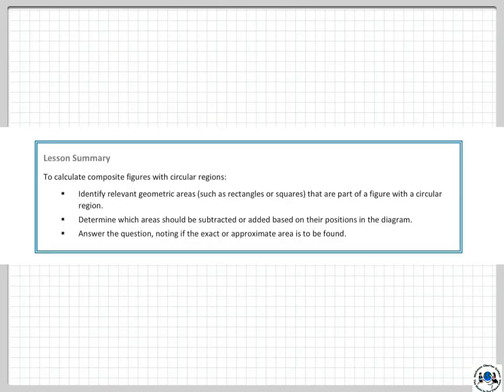Okay, so here's our lesson summary. To calculate composite figures with circular regions, identify relevant geometric areas, okay, such as, of course, rectangles or squares like we did, that are part of the figure with a circular region, okay? Determine which areas should be subtracted or added based on their position in the diagram. And then answer the question, noting if the exact or approximate area is to be found, okay? Because we do have approximates. Sometimes, as you saw, we had an estimate in one of our problems there.